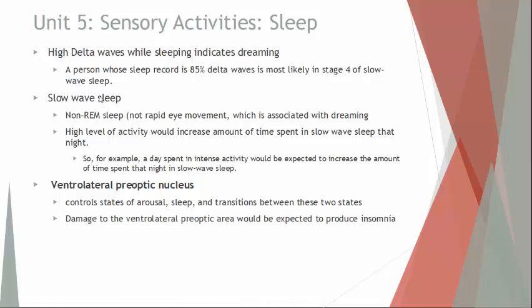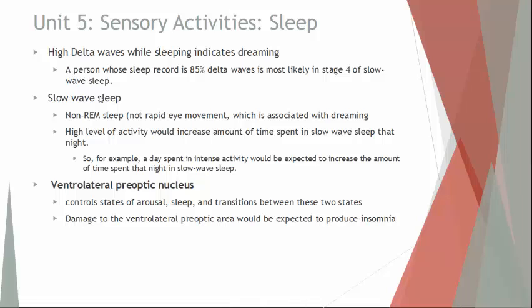And a high percentage of delta waves will indicate that a person is dreaming. That usually occurs in stage 4 of sleep. So a person whose overall percentage of brain activity is 85% of delta waves indicates that they are in a slow wave sleep, or stage 4 sleep. Slow wave sleep is the non-REM sleep. The REM is the rapid eye movement that's associated with dreaming. And there are 4 stages that lead up to that stage of your sleep cycle.